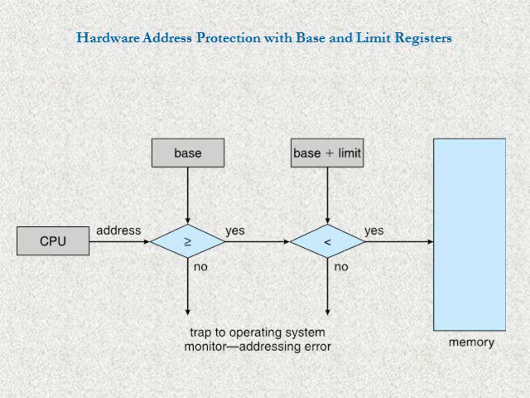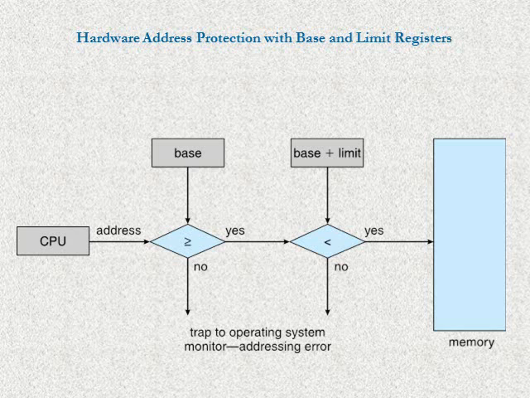Over here we have the hardware address protection through the base and limit registers. You can see that any address that is generated by the CPU should be greater than or equal to the base register and it should be less than the limit register. If the address satisfies this criteria, then it will be given access to the main memory. Otherwise, we have a trap to the operating system that this is an address that is not allowed to be accessed by this process.